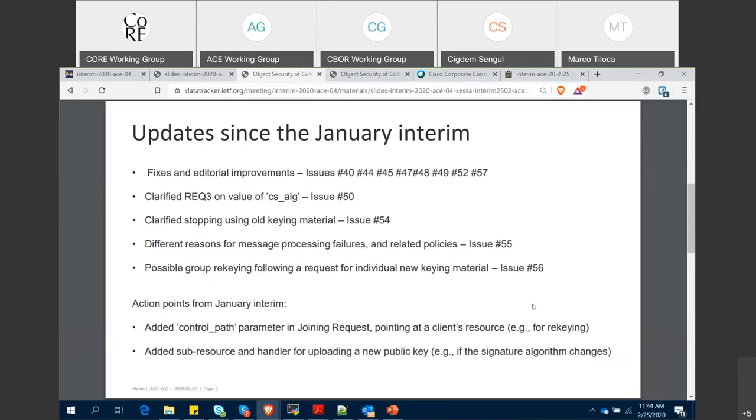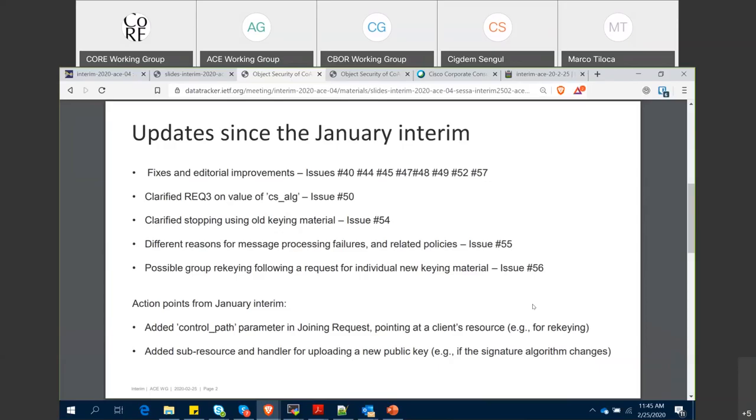We clarified also that the moment key material is updated on a node, that node is supposed to not use that material anymore for outgoing messages especially. Then you still have the possibility for special policies for retaining it a bit for incoming messages. We clarified you may have different reasons out of which building policies for failing in processing incoming messages. So we were considering only the case where the keys I have don't work, but you may have a separate case where I just don't find any context at all that I can even try. And they may be handled differently with different policies.